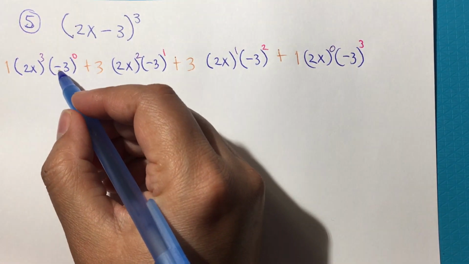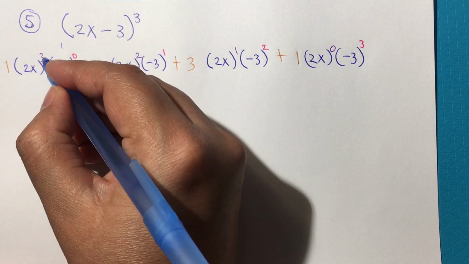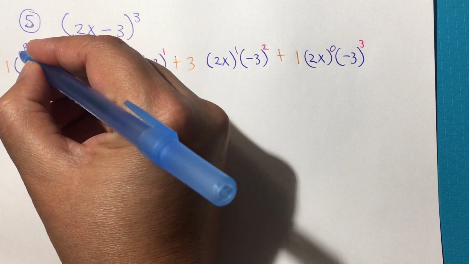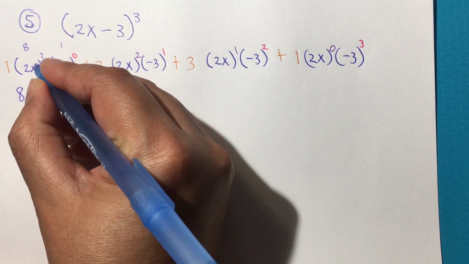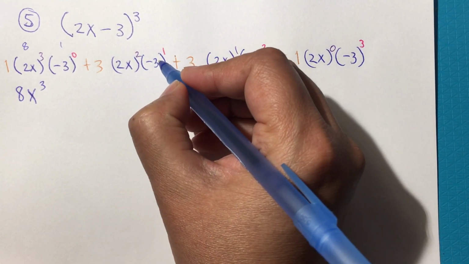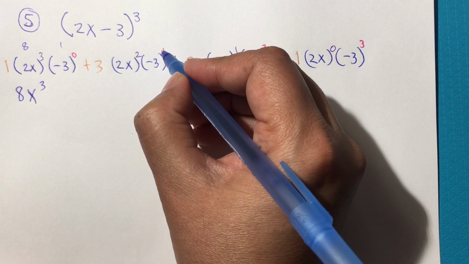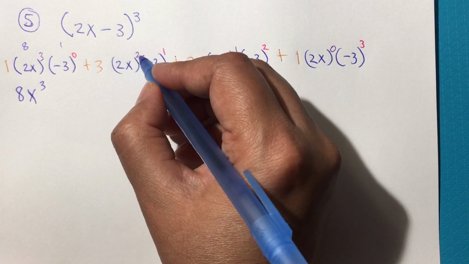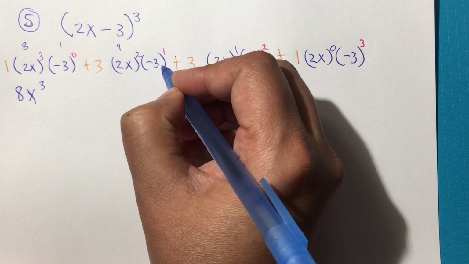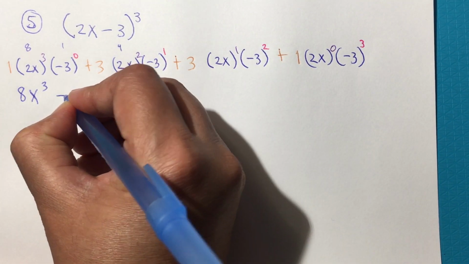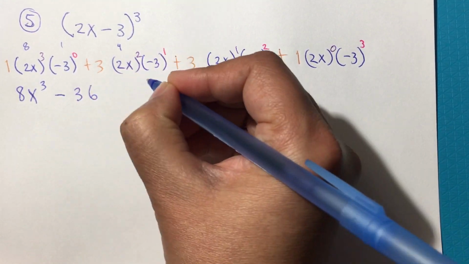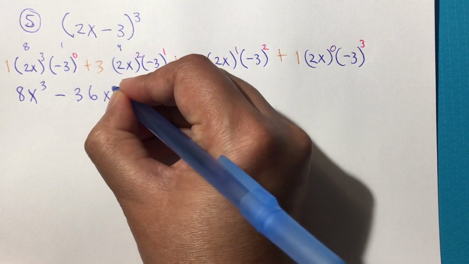And we start simplifying. Negative 3 to the 0 power is 1. 2 to the 3rd power is 2 times 2 is 4 times 2 is 8. And 1 times 8 times 1 is 8. And we only have x cubed. For the next one, negative 3 times 1 is negative 3. 2 to the 2nd power is 4. So 3 times 4 is 12 times negative 3. Well, positive times negative is going to be negative, and 12 times 3 is 36. And we just have x squared.